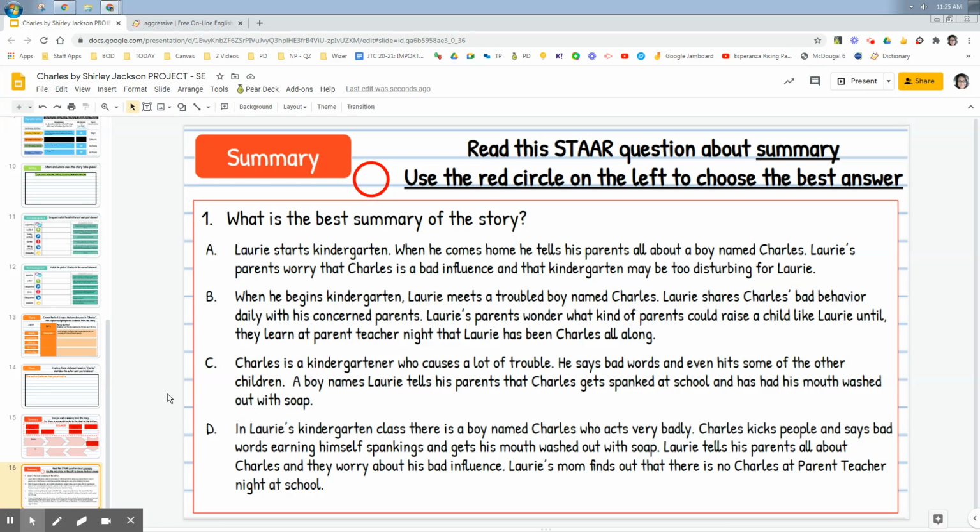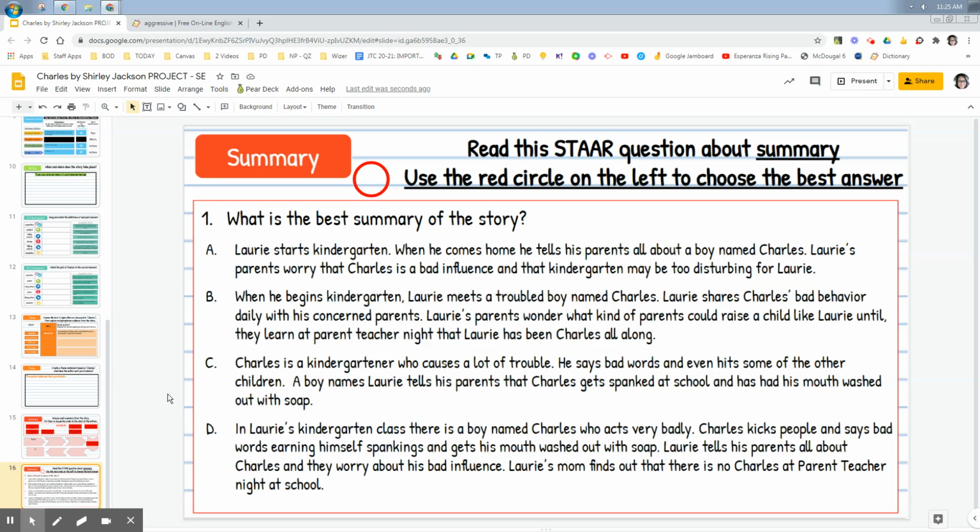So answer choice A. Lori starts kindergarten. When he comes home, he tells his parents all about a boy named Charles. Lori's parents worry that Charles is a bad influence and that kindergarten may be too disturbing for Lori. Think about yes, this is the summary of the whole story. No, it's not, or maybe.